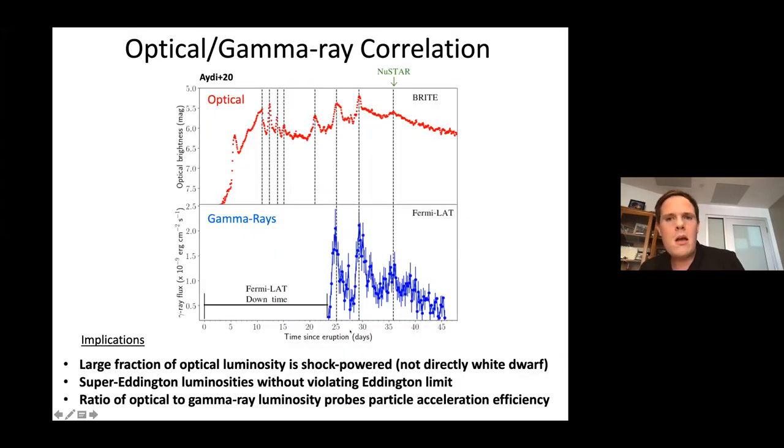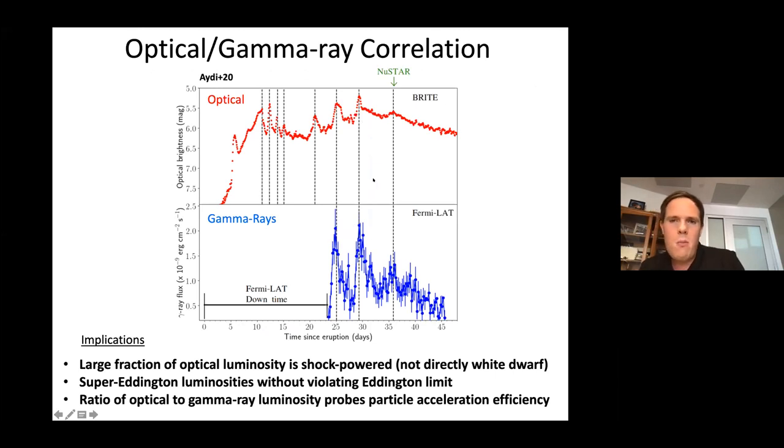This was a pretty clear prediction. And as Elias, I think, will also discuss, this has been recently confirmed. We had a nova where we had enough signal to noise on the gamma rays. We were able to see a correlation between the gamma rays and the optical emission.